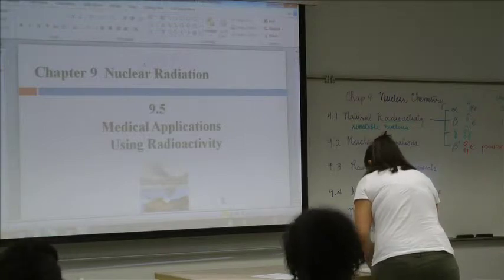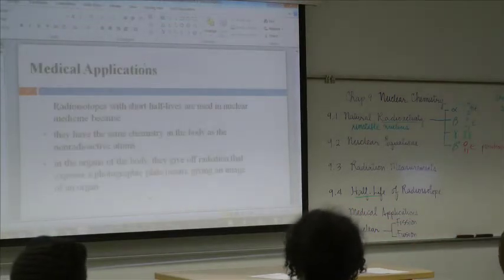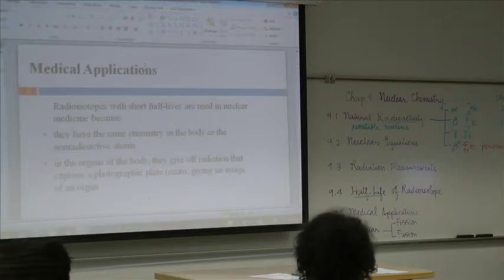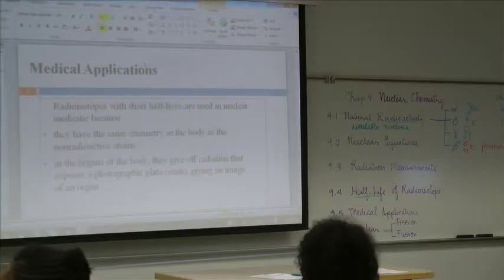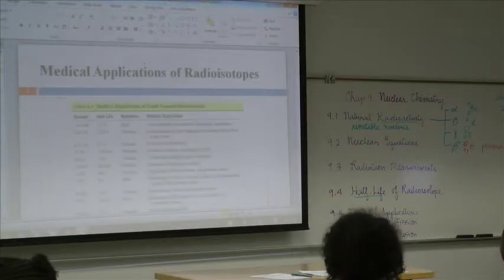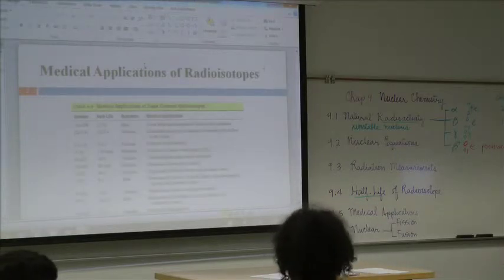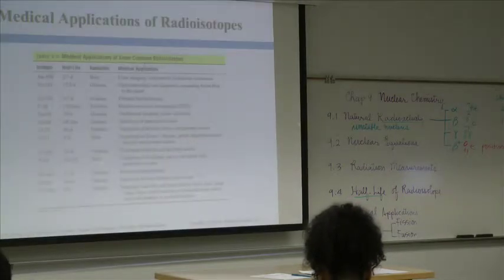Medical applications. So short half-lives are used in nuclear medicine. The organs in the body give off radiation when they're exposed to radioactive isotopes. And here are some examples of medical applications of radioisotopes.